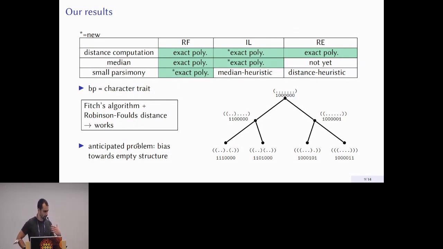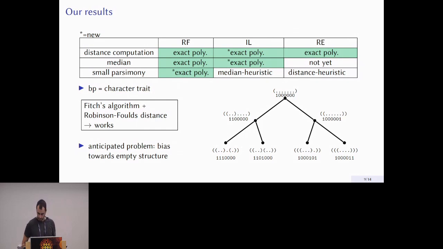However, an anticipated problem we have with this distance is that we think, and we show in the experiment, that it has a bias towards reconstructing empty structures. Like the higher you go up the tree, the emptier the structures will get. And that doesn't really make sense. There is no reason for the ancestor to have fewer base pairs than the leaf structures.